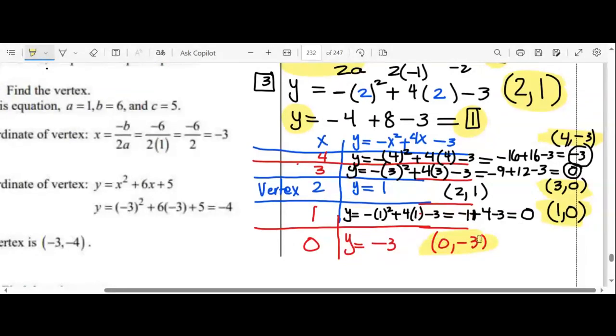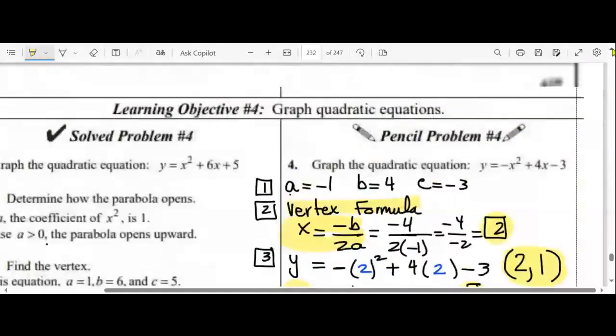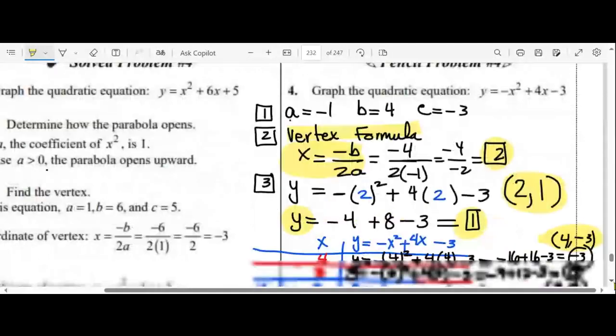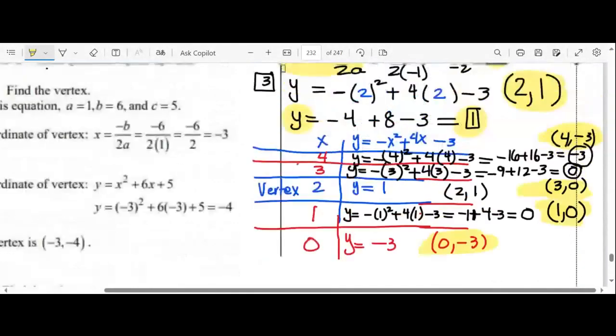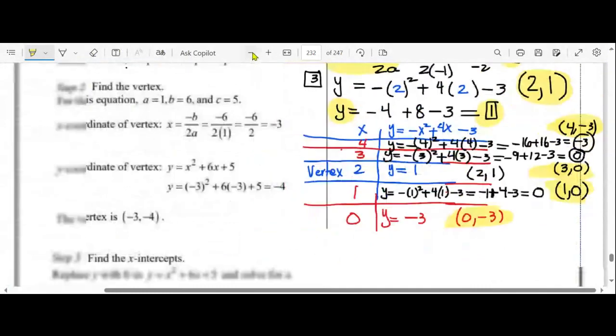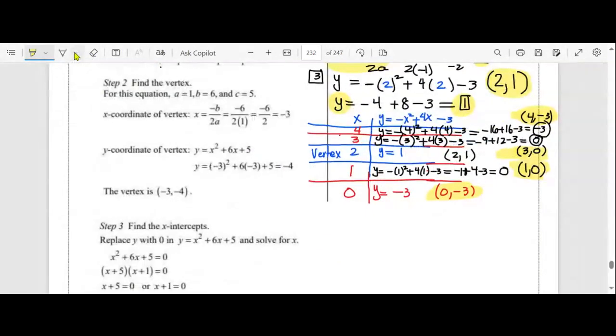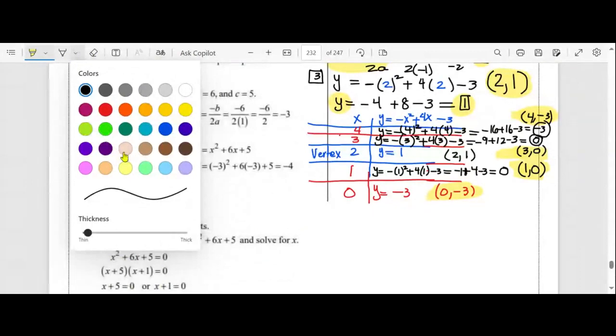How many points do we have to graph? 4 points, correct? Let's graph it. The first point we're going to use is, let's say, 1 and 0. Do we have a graph here? No. So we can graph it in the bottom here. I'm going to make a graph.